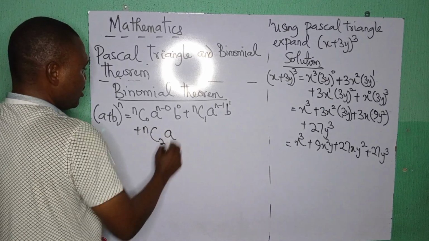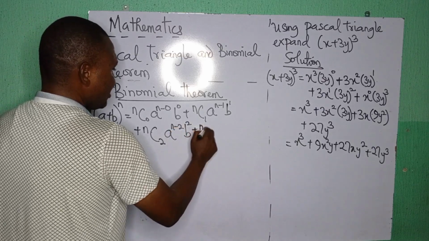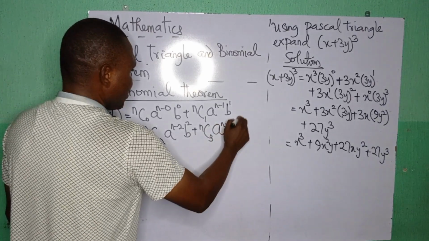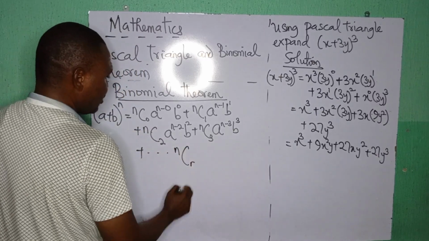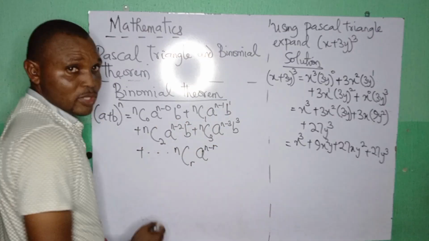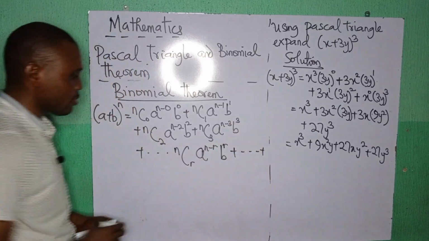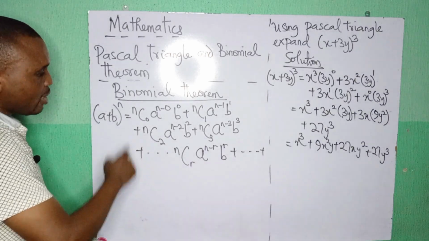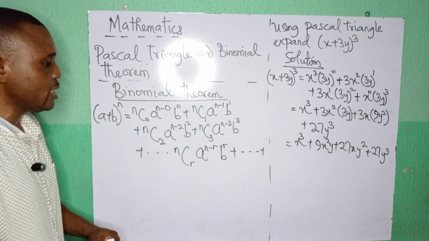plus n combination 2, a raised to the power of n minus 2, b raised to the power of 2, plus n combination 3, a raised to the power of n minus 3, b raised to the power of 3, plus n combination r, a raised to the power of n minus r, if you follow the procedure, then b raised to the power of r, plus so it continues in that format. But I want us to take note of this. This is the formula that we shall be needing whenever we want to solve or expand using the binomial theorem. So I want us to take note of this general formula.